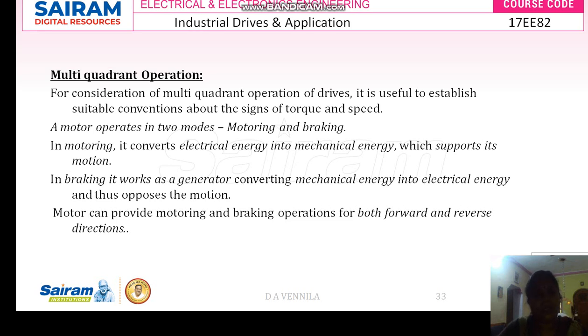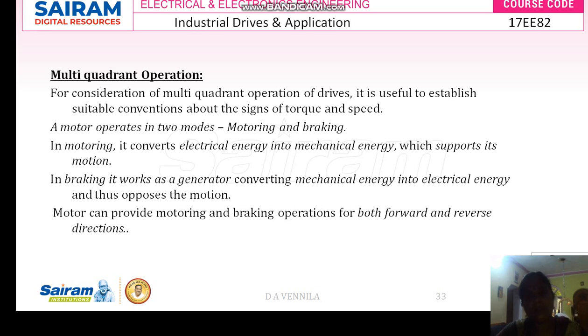Here the motor operates in two modes: one is motoring operation, the other is braking operation. Motoring operation is when the electrical drive supports the motion of the motor. When the electrical drive opposes the motion of the motor, it is said to be braking.